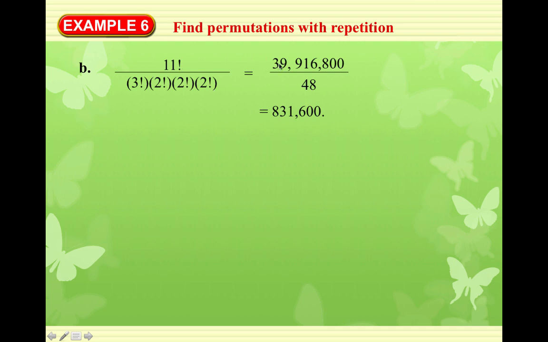So 11 factorial is 39,916,800. And then the product of our factorials on the bottom here, we're going to have 6 times 2 times 2 times 2. And so that is 6 times 8, which is 48. And when we do our division, we get 831,600 different orderings of the letters in Tallahassee where we can distinguish between them.